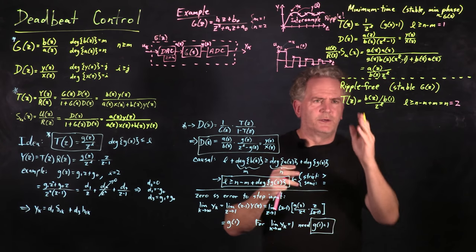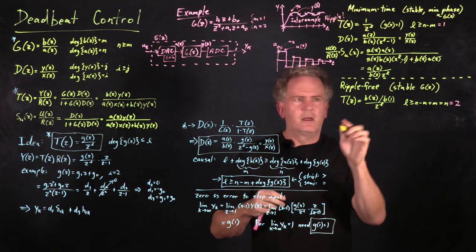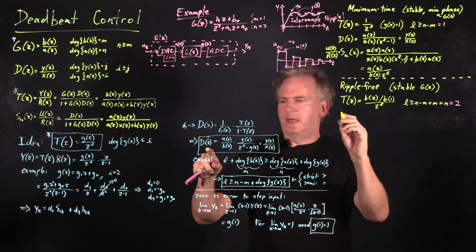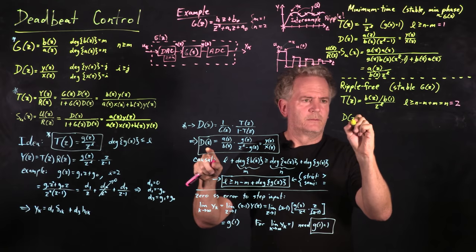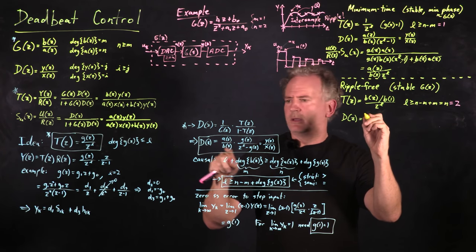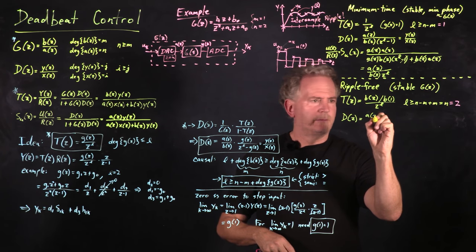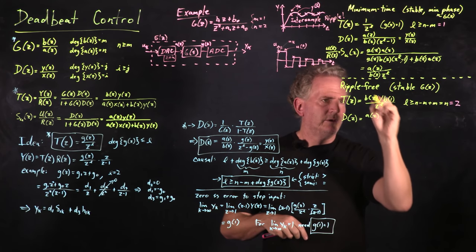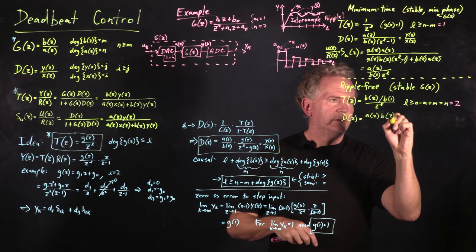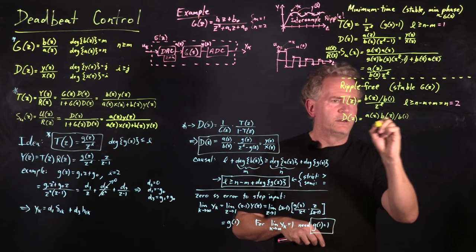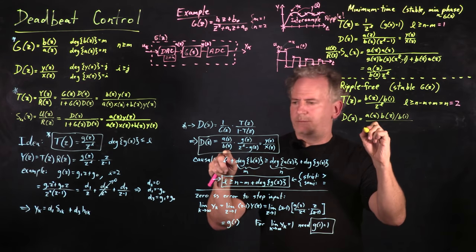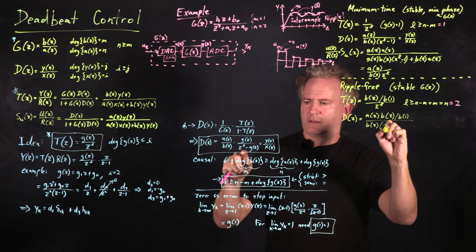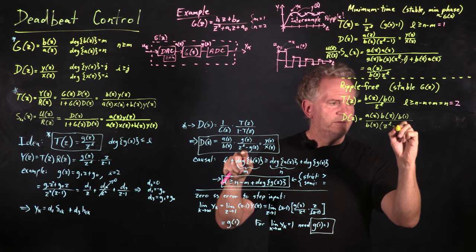Okay? So if we shoot for that transfer function T of Z, then we plug that in our expression for D of Z, and we have D of Z is equal to A of Z times G of Z, which is B of Z over B of 1, divided by B of Z times Z to the L minus G of Z.